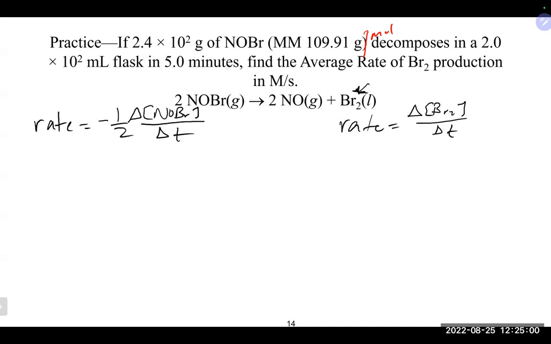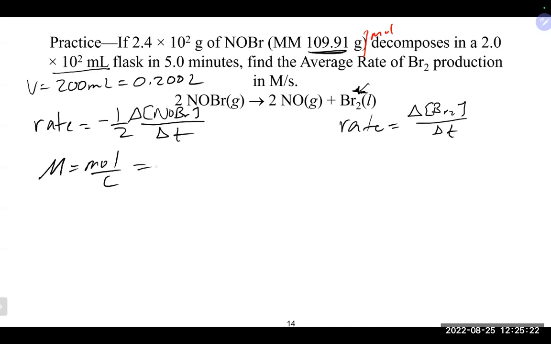We do have grams, and we do have the molar mass from the periodic table, which is where that number comes from. And we do have the volume. Our volume here is 200 milliliters, which is 0.2 liters, because we need to convert it to liters to calculate molarity. Molarity is moles per liter, so we also need to calculate the moles.